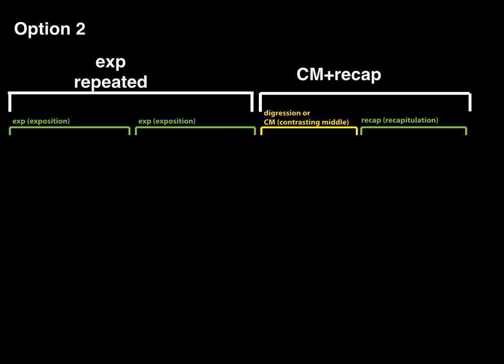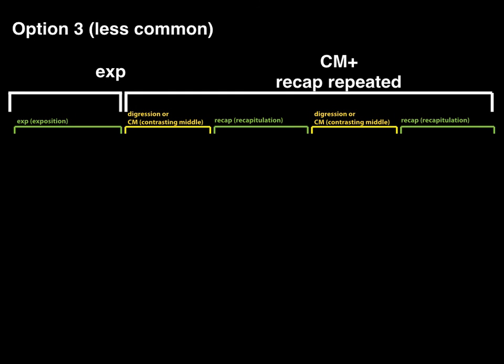Another option, sometimes just the exposition is repeated, and then the contrasting middle and recapitulation are only stated once. Or, less commonly but also possible, the exposition is just stated once, and then the contrasting middle and recapitulation are played twice. In other words, we have exposition, then contrasting middle, recapitulation, contrasting middle, recapitulation.